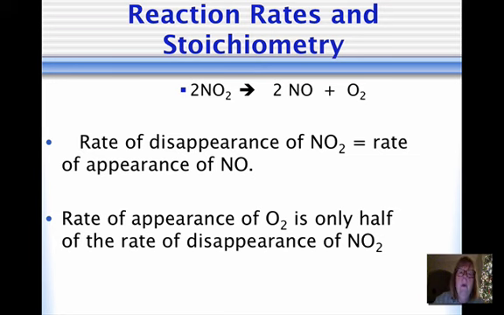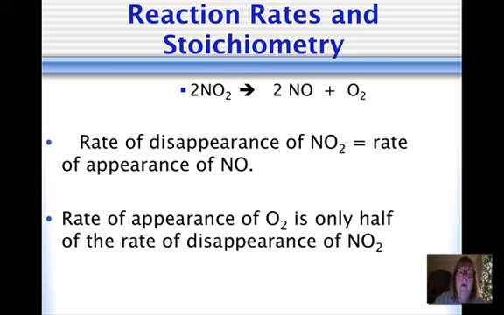Maybe you noticed this on the graph. Look at the slope of the disappearance. The slope of this line is the change in concentration over time, which is rate. The slope of the disappearance line looks like it's the same as the slope of appearance of the nitrogen monoxide line. But the slope of the oxygen line is not nearly as steep. If you did some of these calculations, you would find that it's half that of the nitrogen monoxide. So the rate of appearance of oxygen is only half the rate of disappearance of nitrogen dioxide or appearance of nitrogen monoxide.